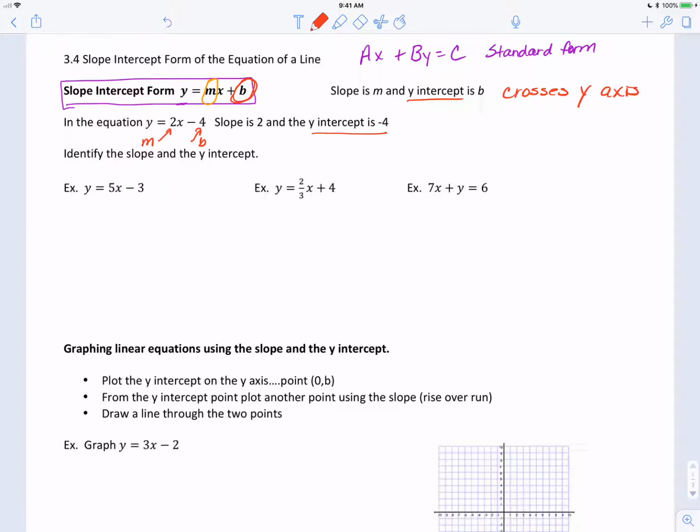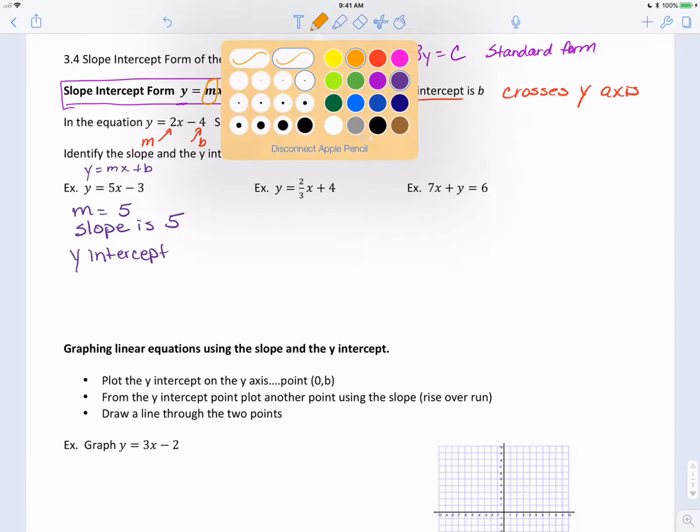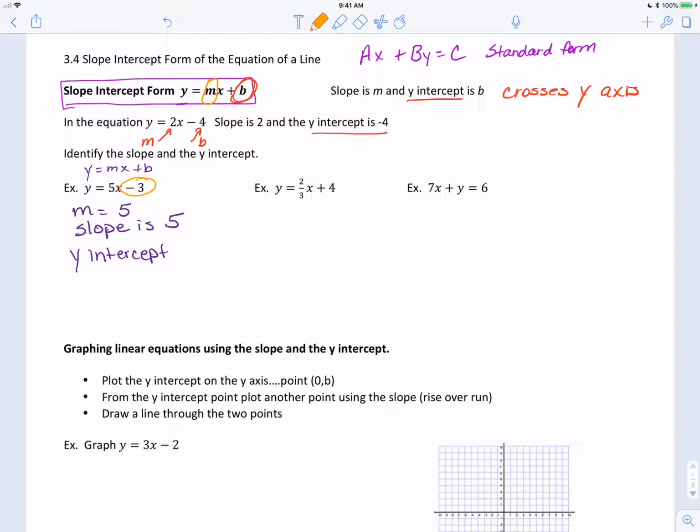Let's do a few examples where we identify what the slope is and what the y-intercept is. Y equals 5x minus 3. Remember, this is y equals mx plus b, so it's in that format already. So m, in this case, is equal to 5, and m is our slope. So slope is 5. The y-intercept is the number at the end, but we've got to make sure we carry that sign with it. So the y-intercept is negative 3.